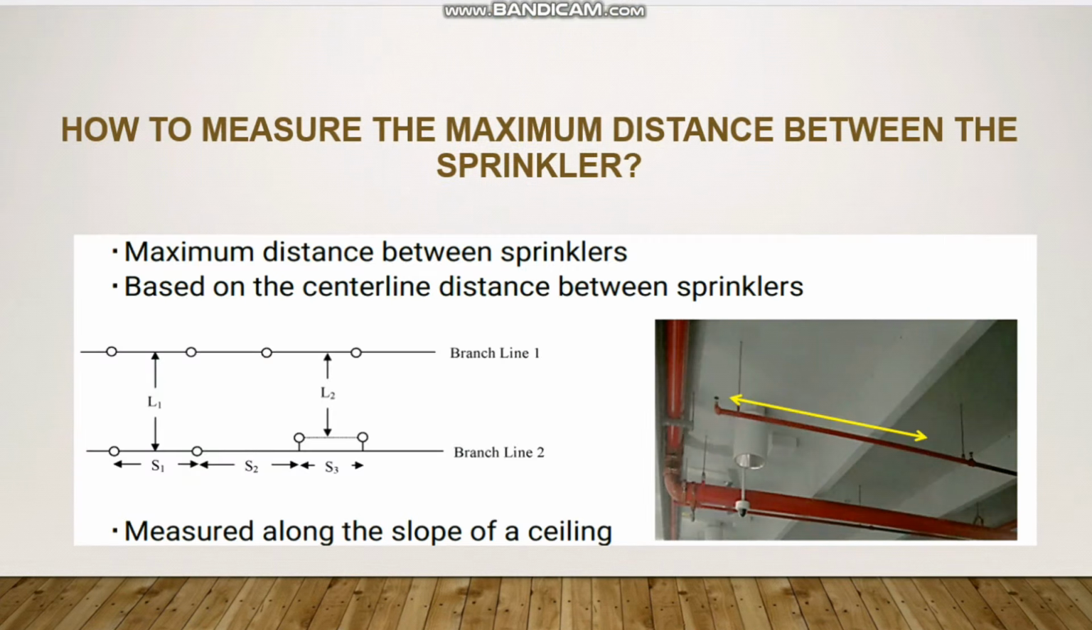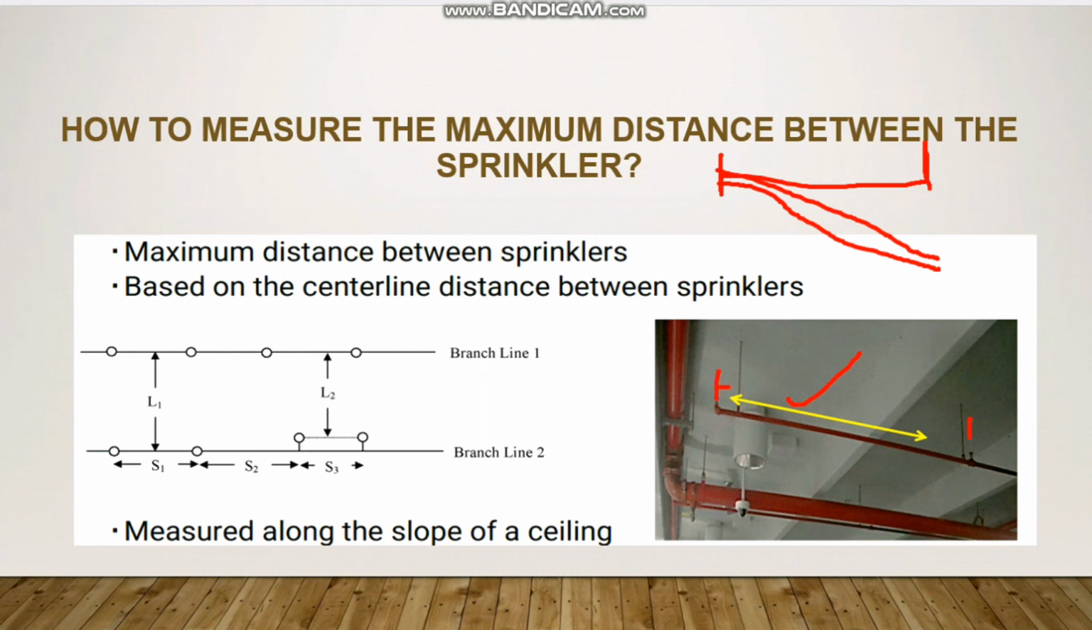Next question is how to measure the maximum distance between sprinklers. For example, if the ceiling is sloped like this, we have to measure the distance not in a straight line. We have to measure this distance along the slope orientation as shown here, from the center of the deflector to the center of the deflector of the other sprinkler, as shown here.